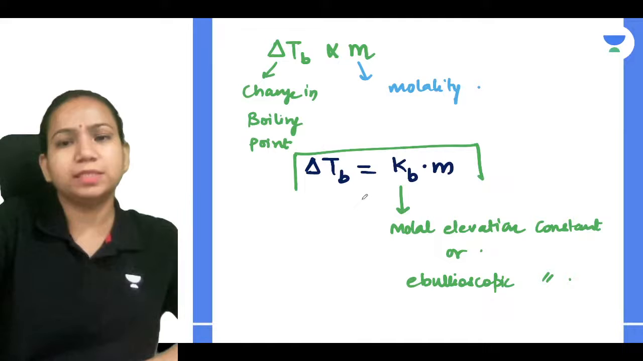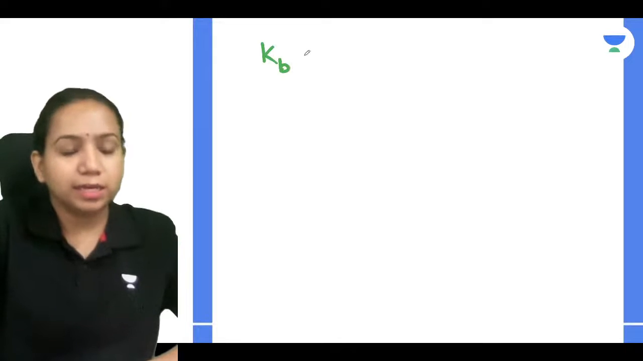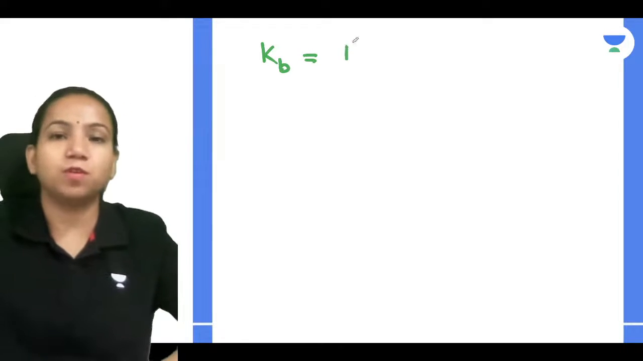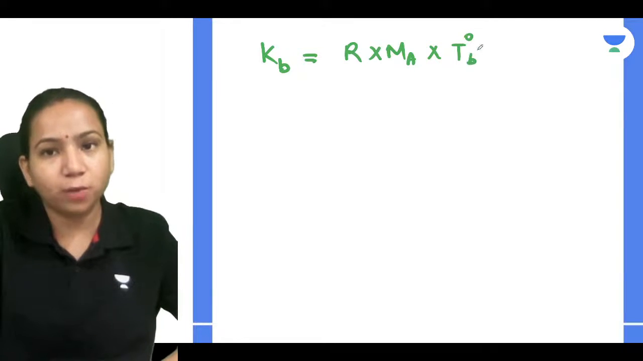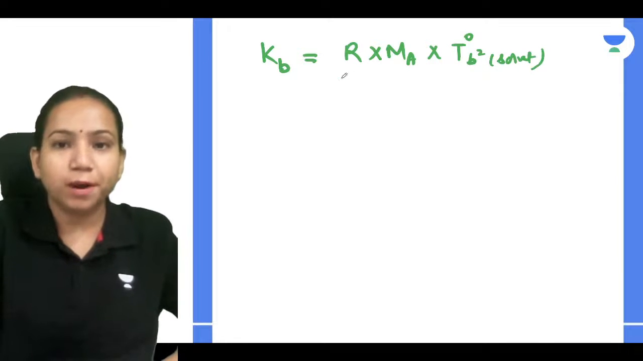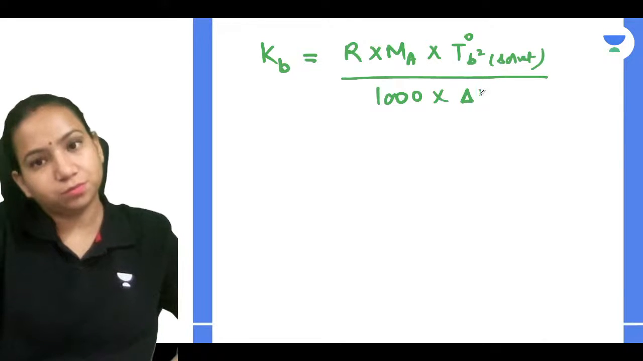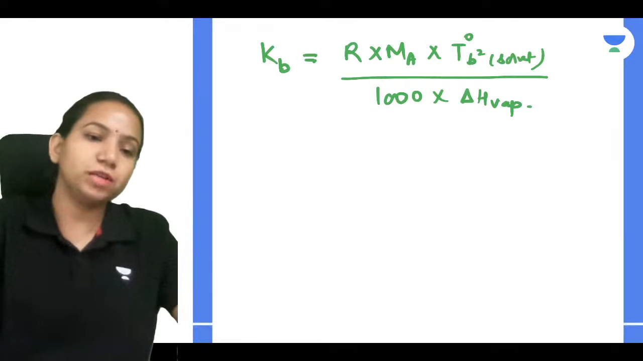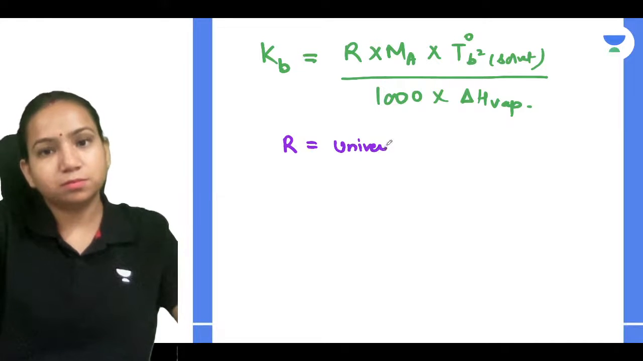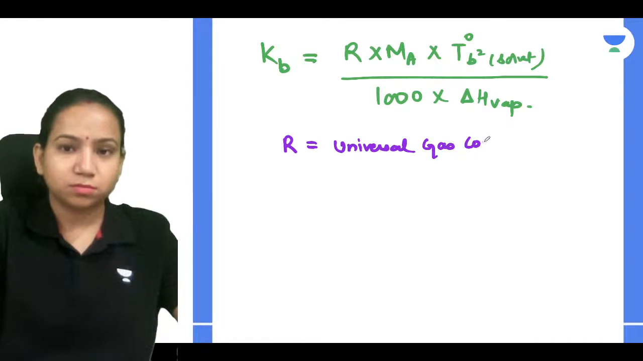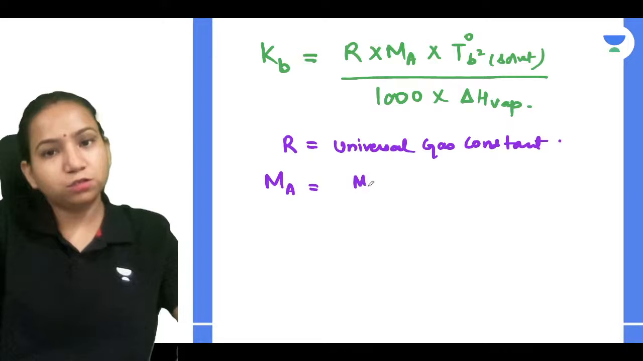Now you must be thinking how we get this Kb. We get the Kb value experimentally only, with the help of an experiment and one formula. And what is that formula? Kb equals R into Ma into Tb naught squared, which is obviously for the solvent, the boiling point of solvent, divided by 1000 into enthalpy of vaporization. Everyone is able to relate with it, guys? So R is what? R is the universal gas constant. What is Ma, guys? Ma is the molar mass of solvent.